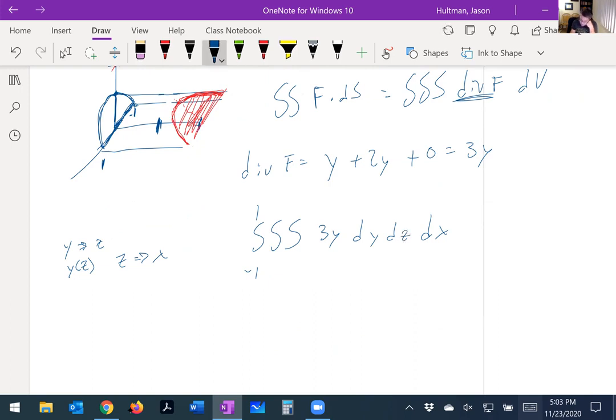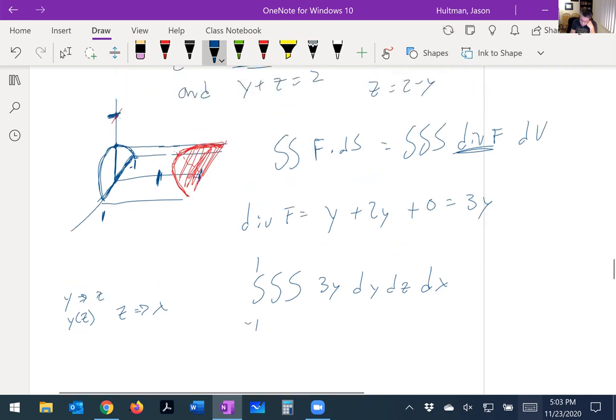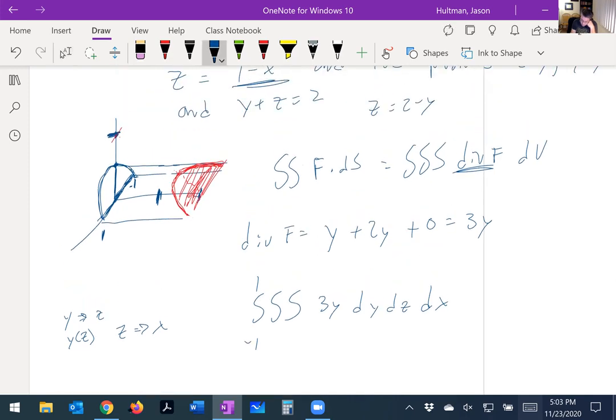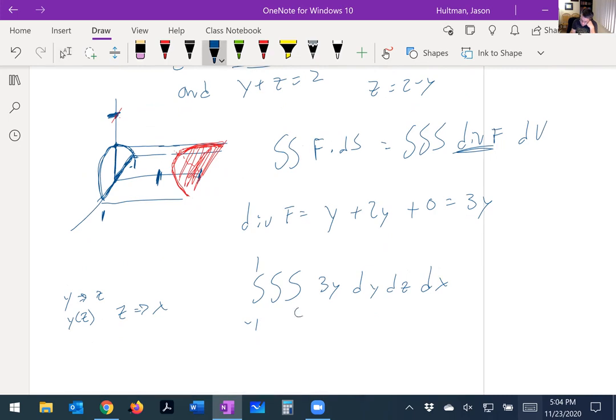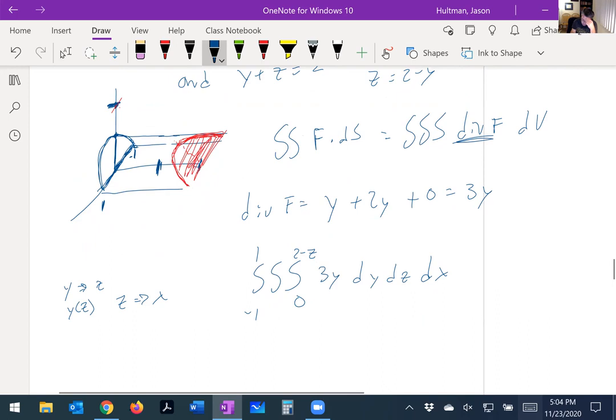Okay, y. So what is y going from? Y is going from 0 to the plane. If we think in terms of z, 0 to something in terms of z. Okay, 0 in terms of z is 2 minus z. Okay, let me think about this for a second.